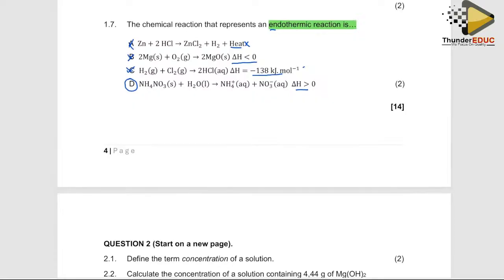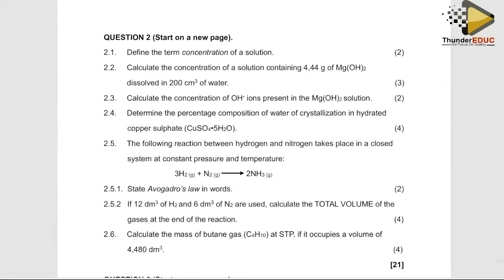Then we proceed to the next question, that is question 2. It is to define the term concentration of a solution. So we are asked to define the term concentration of a solution, right? So how do we define the concentration of a solution? Concentration of a solution is defined as the number of moles of solute per unit volume. That's how we define our concentration.